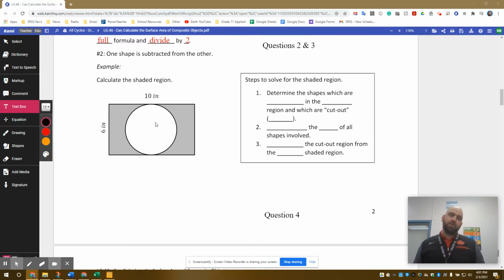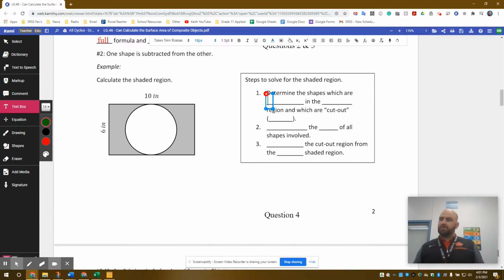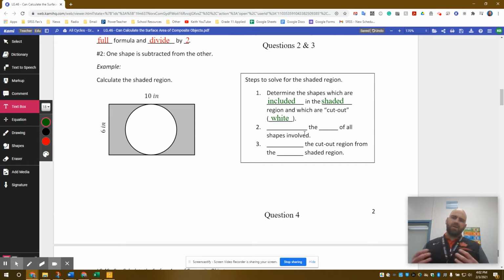Now, when we look at this here, we're always going to have one that is usually bigger than the other. The bigger one is going to have the shaded region in there, and the smaller one is going to be the cutout. So how do we solve questions like this? First thing that we need to do, and this was the same as in the prior one, is determine the shapes which are included in the shaded region and which ones are cut out, or white. I consider it cut out because we are taking away from the shaded region, and so we'll call that the cutout region.